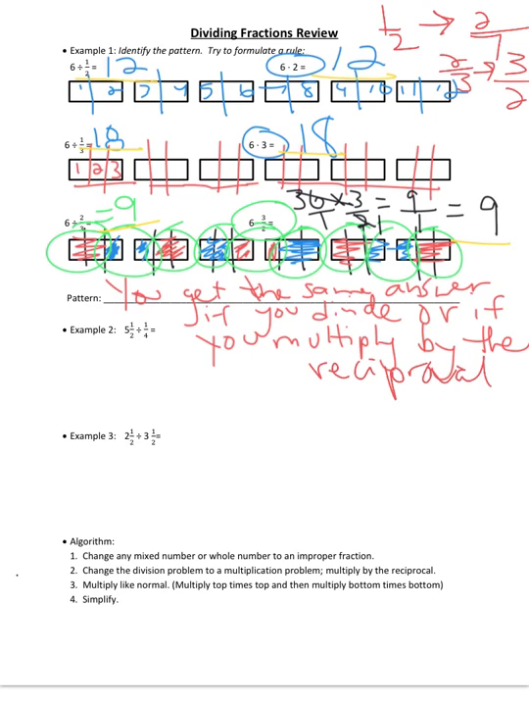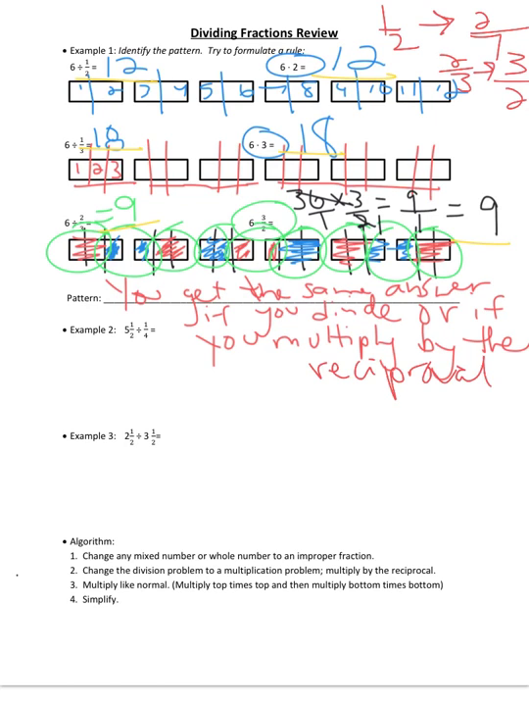So instead of having to draw all these pictures and figure out slicing and things like that, what we can do is change any division problem into a multiplication problem, and we're going to multiply by the reciprocal. So we have to change two things. If we change it to multiply, we have to flip the second number to make it its reciprocal. So let's go ahead and try that.